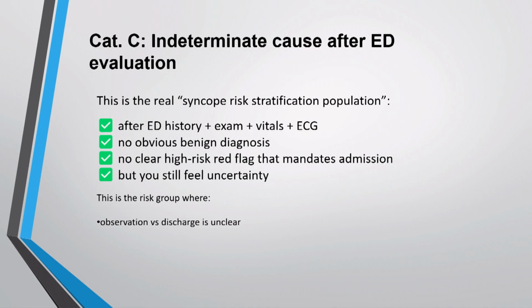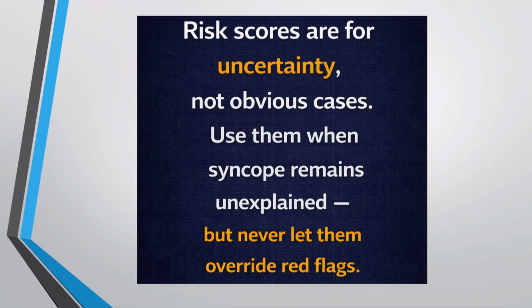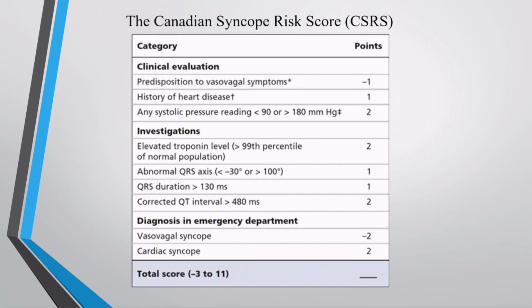In those patients, we can actually use the scoring system. The use of scores is for uncertainty. If there is anything that is not fitting your usual syncope pathway, do not let them override your clinical red flags. So the first score which I want to tell is the Canadian Syncope Risk Score, CSRS.